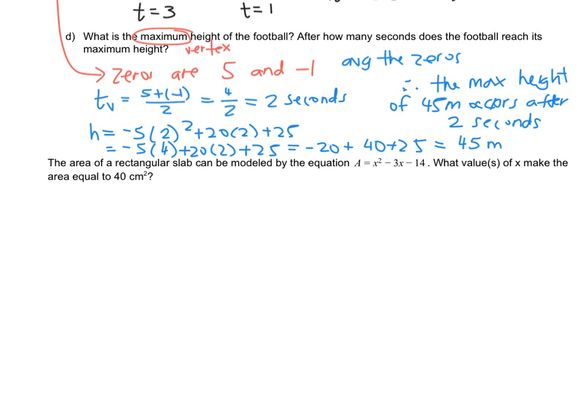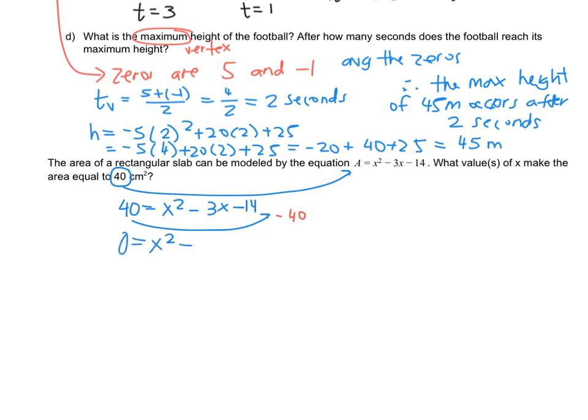So we are given the area, and that area is 40. So let's replace A with 40. And when we do that, we once again have a quadratic equation. And when you have a quadratic equation and you're solving for that independent variable, which in this case is x, we have to bring everything to one side, so that one side is equal to 0, and then solve for x. So when I bring 40 over, it's going to be minus 40. So I have 0 equals x squared minus 3x minus 54 when I collect those like terms.